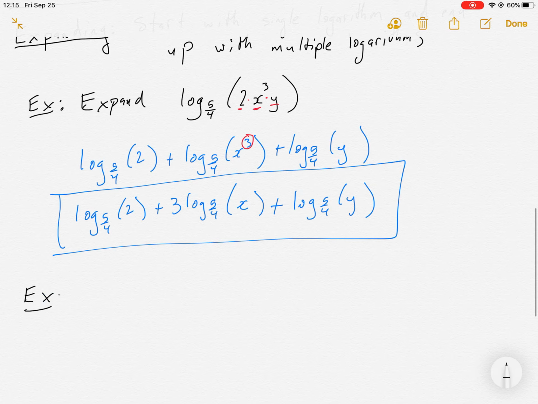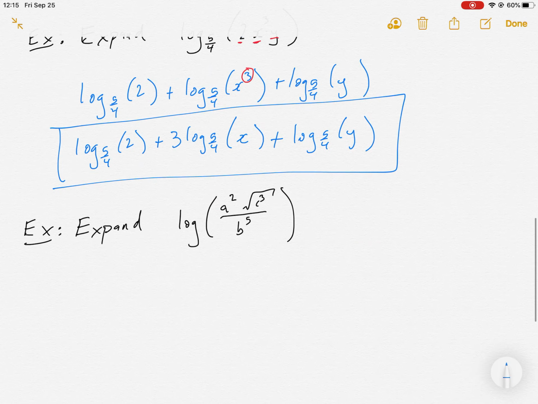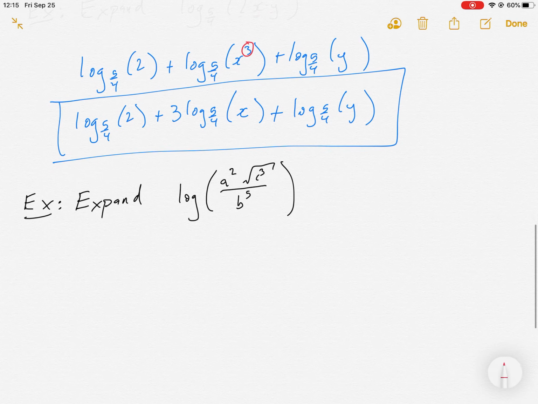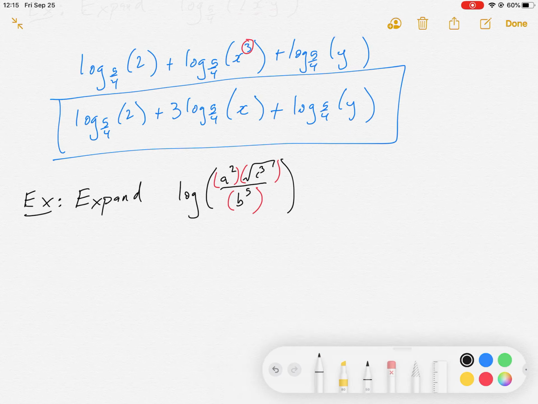We're going to do expanding, let's say, log of, let's do a squared times the square root of c cubed all over b to the power of 5. All right. So notice how we're going to have to deal with this a squared, we're going to have to deal with the square root of c cubed, and we're going to have to divide by b to the 5th.